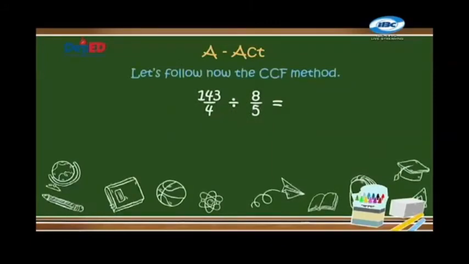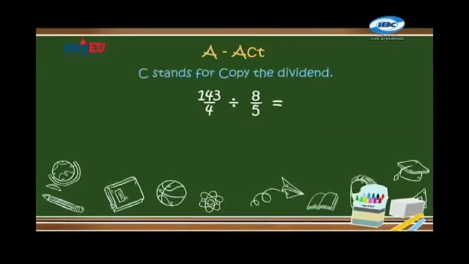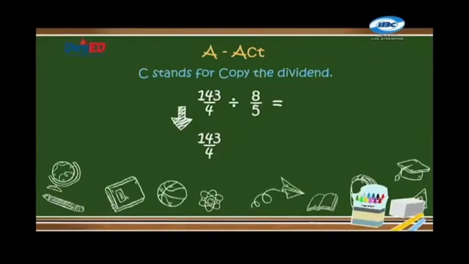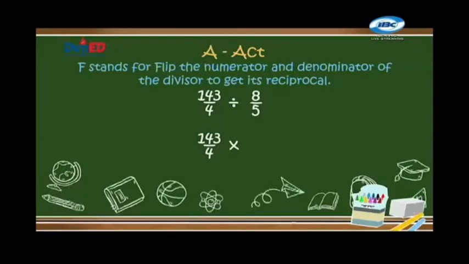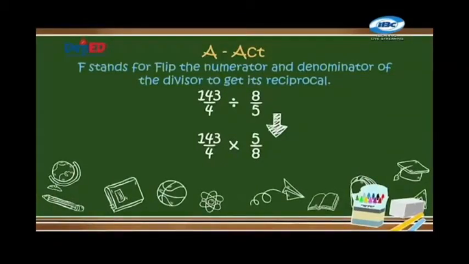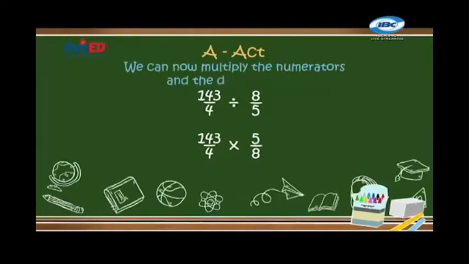Let's follow now the CCF method. C stands for copy the dividend, 143/4. C stands for change the operation to multiplication. F stands for flip the numerator and denominator of the divisor to get its reciprocal. 8/5 becomes 5/8. We have 143/4 times 5/8. Since we cannot apply the cancellation method because there is no possible pair of numerator and denominator to be cancelled or reduced, we can now multiply the numerators and the denominators.